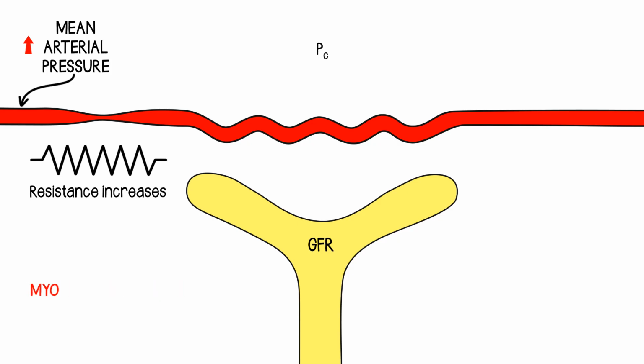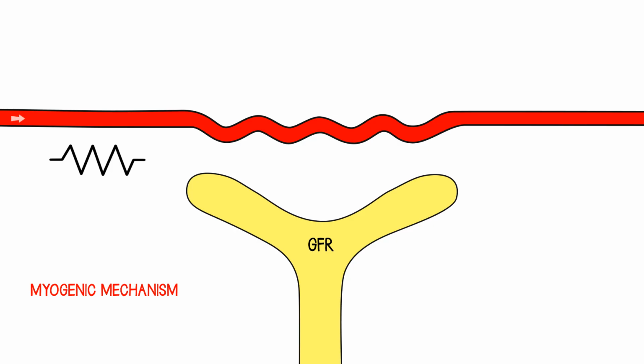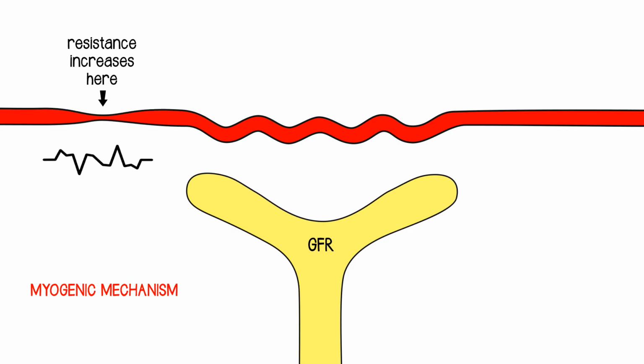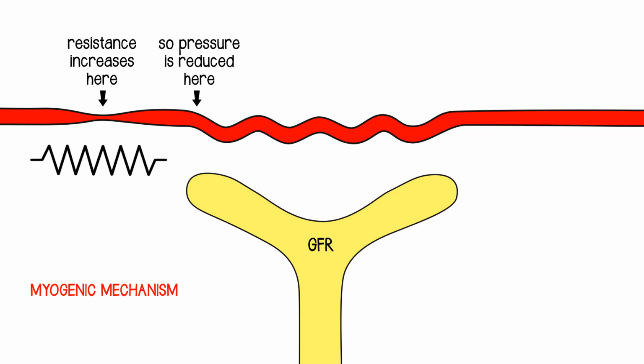Myo refers to muscle, genic is where it's being made. So the idea is it's a mechanism inherent to the smooth muscle of the afferent arteriole wall. So the higher the flow rate through the afferent arteriole, the more vasoconstriction you get. And if you increase the vasoconstriction, that increases the resistance, and pressure drops across a resistance. So what that means is that as mean arterial pressure rises, if the arteriole constricts, then capillary pressure can be defended and kept more or less constant.